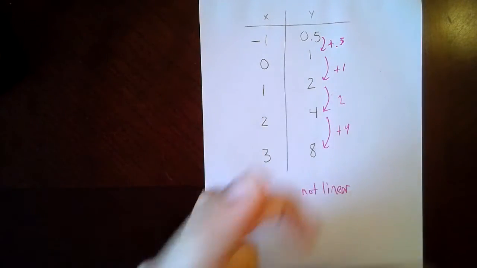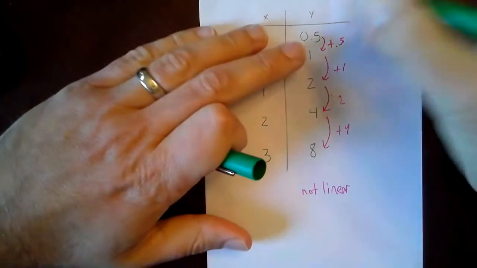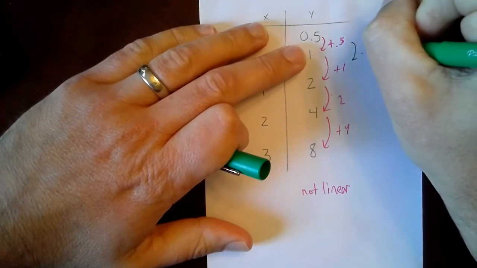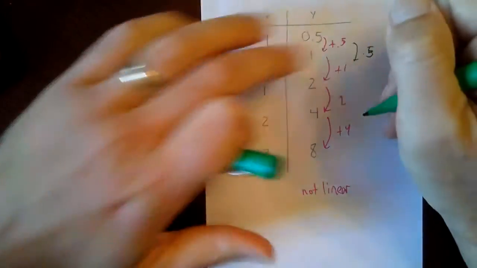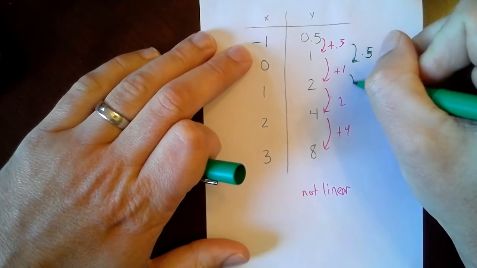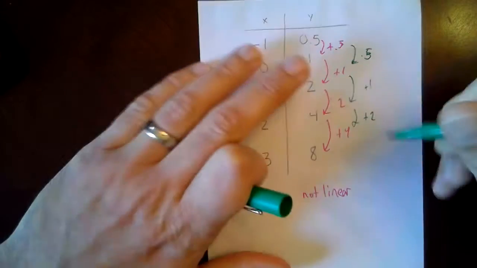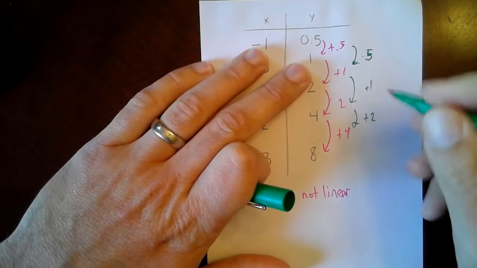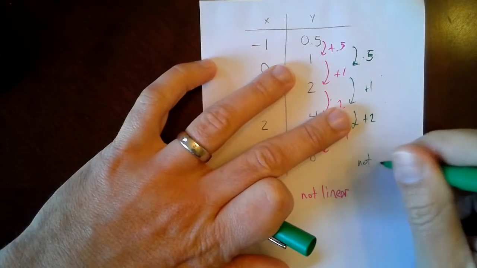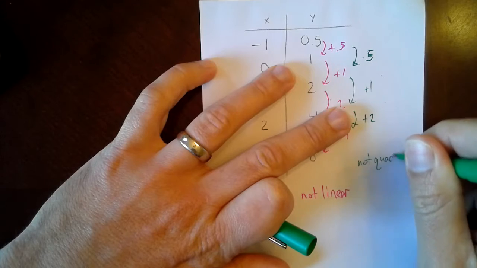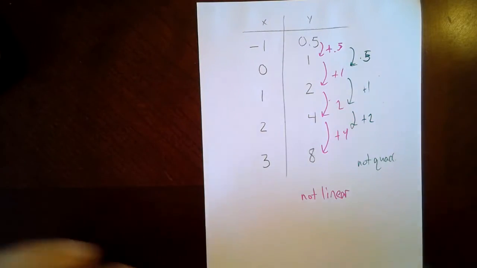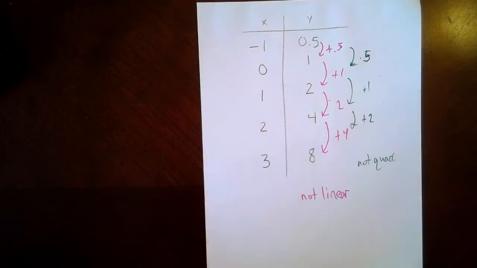So now let's check out the second difference. This goes up a half again. Oh, my paper's being funky. This is going up 1. This is going up 2. The second difference is different. That means it's not quadratic. So I could go to the third and the fourth and whatnot, but we're not going to do that.